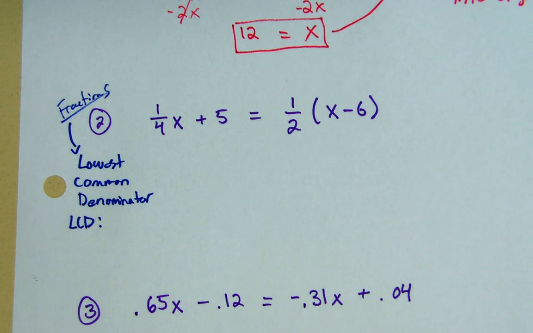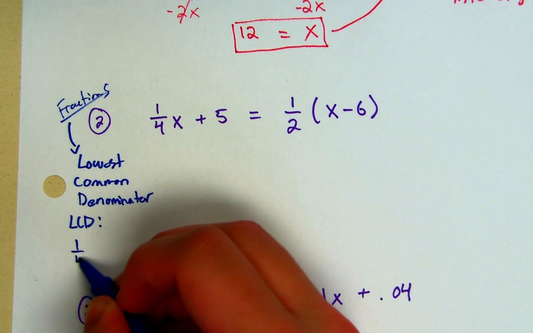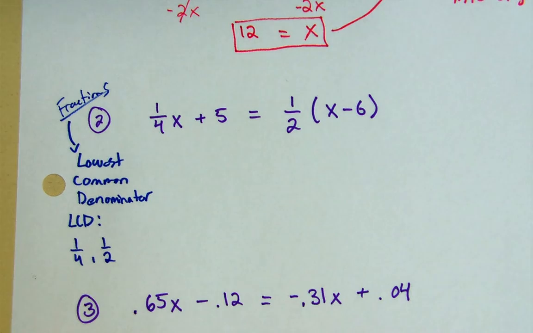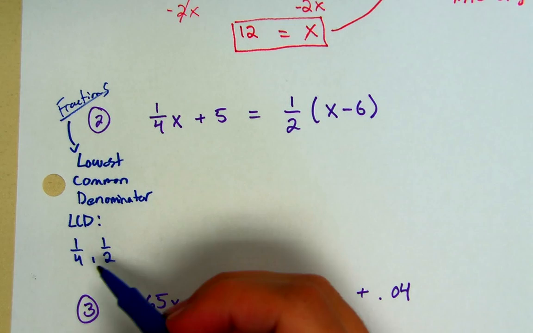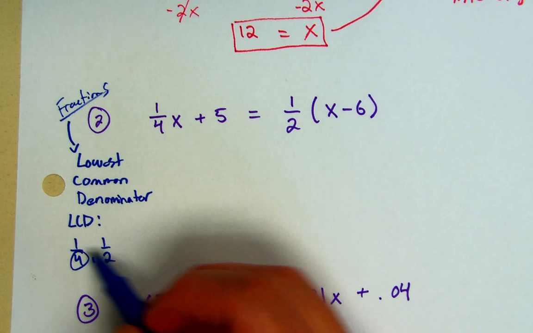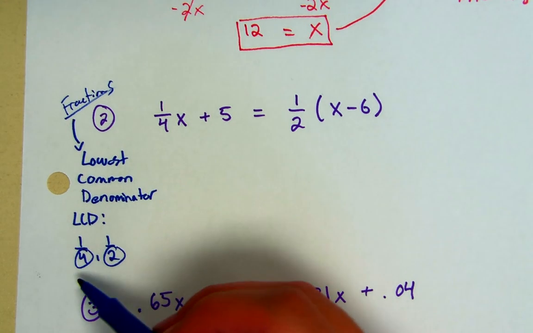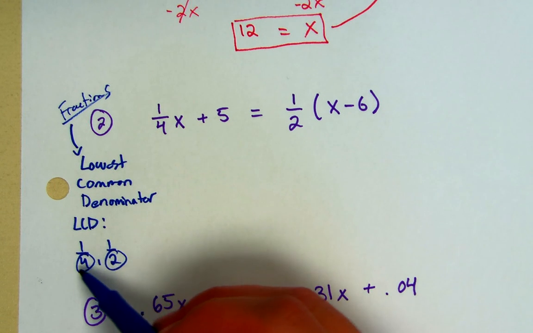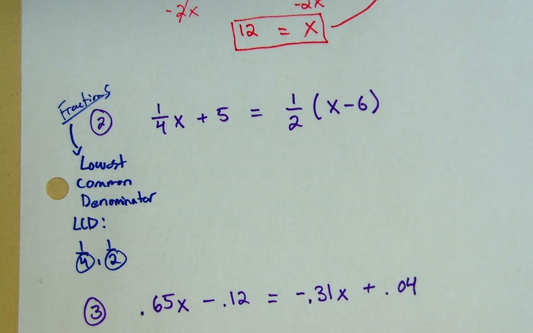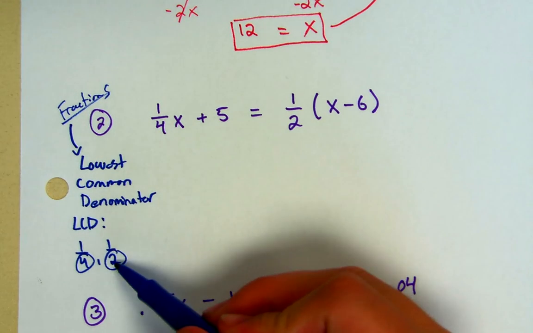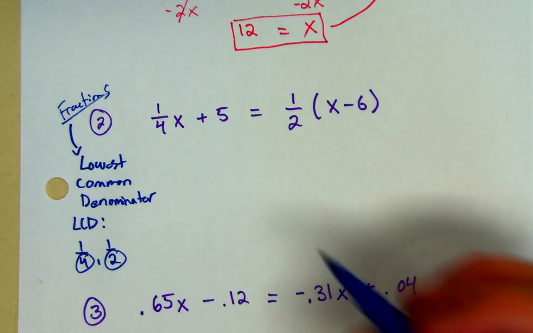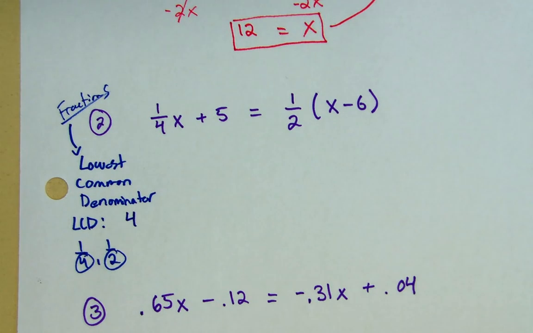So what does that mean? Well, that means the lowest number that the fractions share. So if I'm looking at 1/4 and 1/2, I'm looking at the denominator, so that's the bottom part. So I'm looking at 4 and 2, and I want to know what the lowest number they share is. But it has to be restricted by the highest one that is there. So we have 4. Well, 2 goes into 4, and 4 goes into 4. So the LCD of this problem is 4.